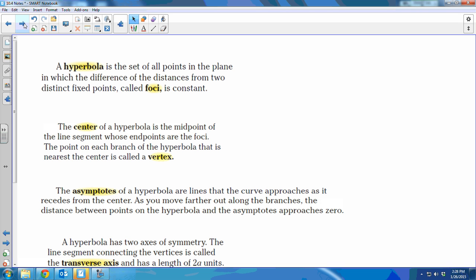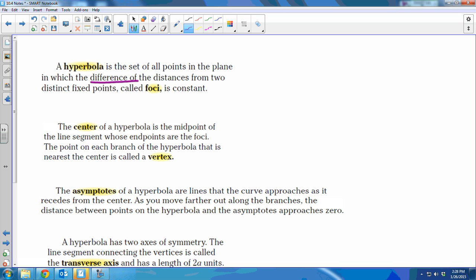A hyperbola is a set of all points in the plane in which the difference of the distances from the two distinct fixed points, called foci, is constant. So just like with your ellipses, you have a definition where we did that little applet. We're doing one with a hyperbola. And so instead of being added, those distances are being subtracted. So again, the foci aren't actually on the hyperbola, but they are there as part of the definition.